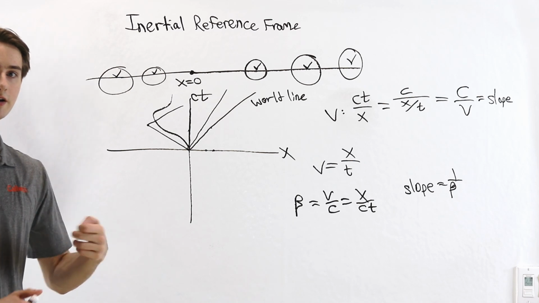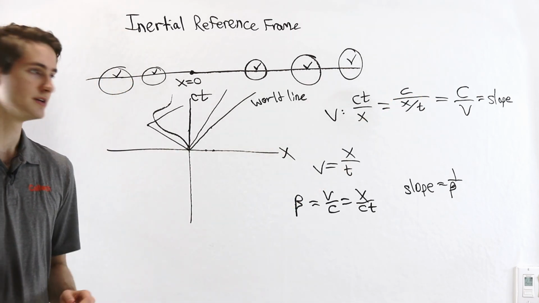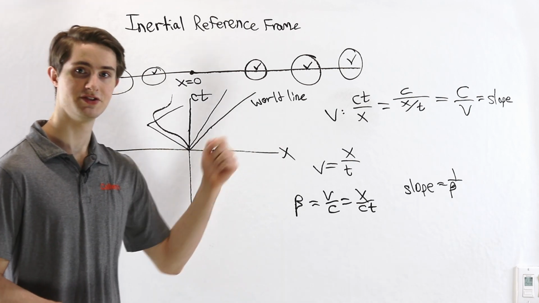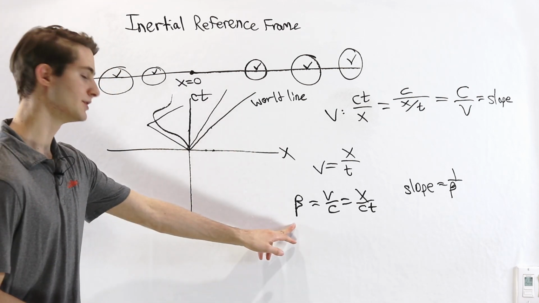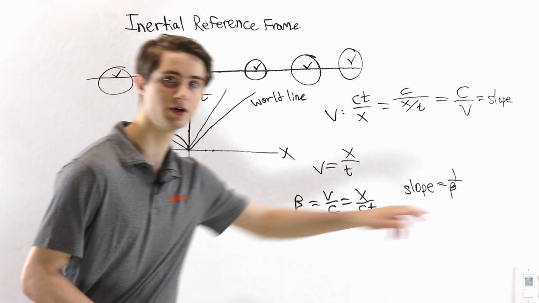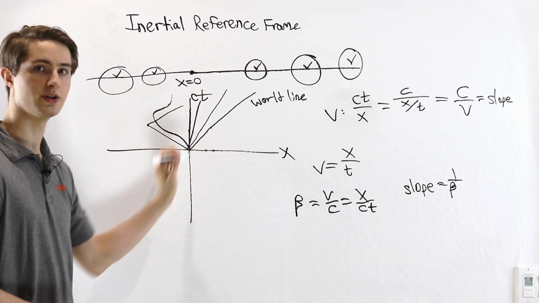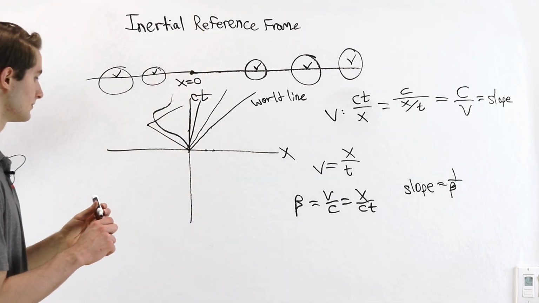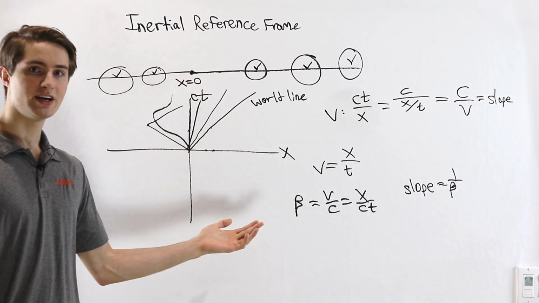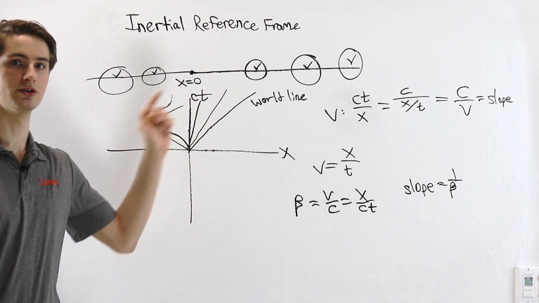For example, if I got in a spaceship and started moving at 1/5 the speed of light, so my velocity is 1/5 c, then my beta value would be 1/5. And from that, we could get that my slope on the world line would be equal to 5. So the world line would look something like this. So that is how we use space-time diagrams to describe a sequence of events in an inertial reference frame.